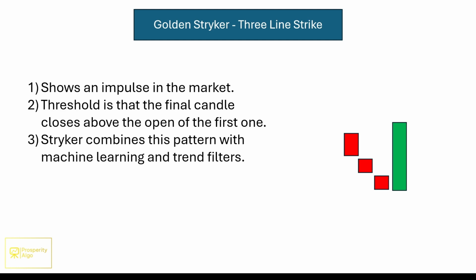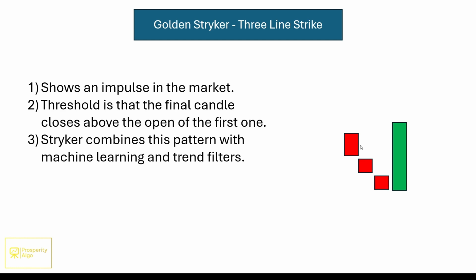As the name would suggest, Golden Stryker is based on the three-line strike candlestick pattern. To first go over what exactly that is, a three-line strike is a very powerful candlestick pattern, as it's typically three candles in one direction. In this case, these are red bearish candles, followed by one large engulfing candle of the opposite direction, in this case a bullish green candle, which completely engulfs the three previous candles.